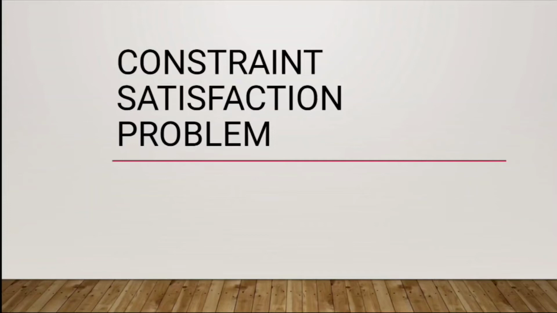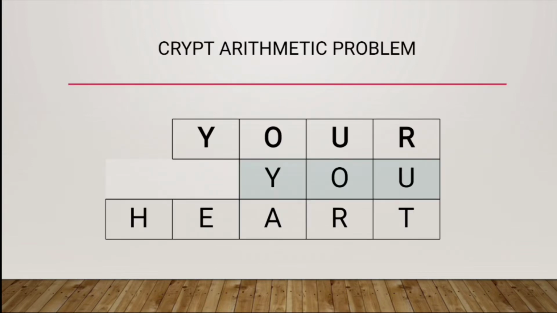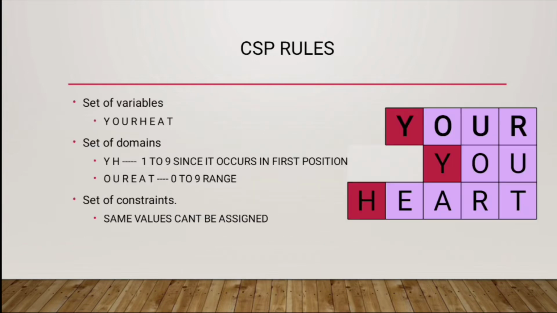We are going to see in detail about constraint satisfaction problem. For that I'm going to take an example. This can be solved using the cryptarithmetic algorithm. So I'm going to take an example which is YOUR plus YOU is equal to HEART. We are going to prove that YOUR plus YOU is equal to HEART. That is the thing that we are going to do.